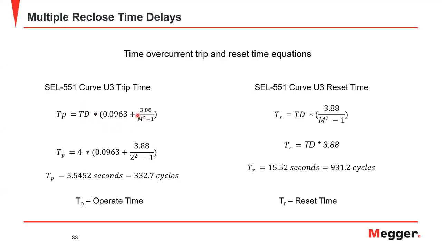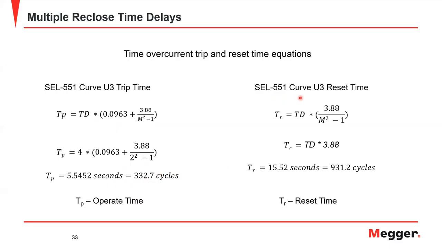Then the equation also takes into account the square of the multiple of pickup currents put onto the relay. So what we'll be testing today has a time dial of 4. And I'm just going to be putting on a 2 times multiplier, and that comes out to 333 cycles for predicted trip time, and we'll actually see that take place.